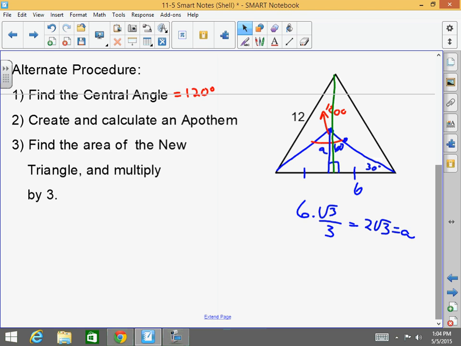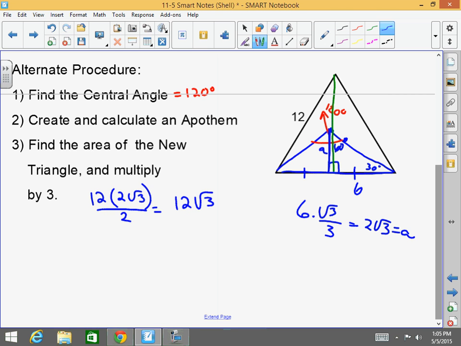Step 3. Find the area of the new triangle and multiply it by 3. Okay. So here in this particular case, this is a triangle that I have here. And my base is 12 times my height is 2 square root of 3 divided by 2. So this is 12 square root of 3. But that's for that one triangle that I have here. But don't I have 2 other equal triangles? So multiply that times 3, and you get 36 square root of 3.